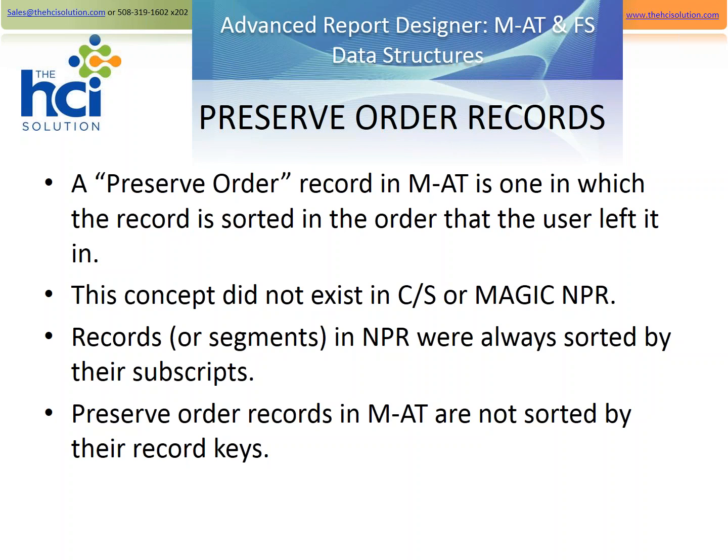So if you did ever see a screen that allowed you to order things in a Meditech screen, there would usually be an internal URN that would say, okay, the first item on the list here is number 1, the second one is number 2, and then it's just stored by that internal number. But MAT doesn't really have that. You can have a record defined as a preserve order record in MAT, and these records are not sorted by their keys. They're sorted by just the way that the user left them in. I'll show you an example of that.